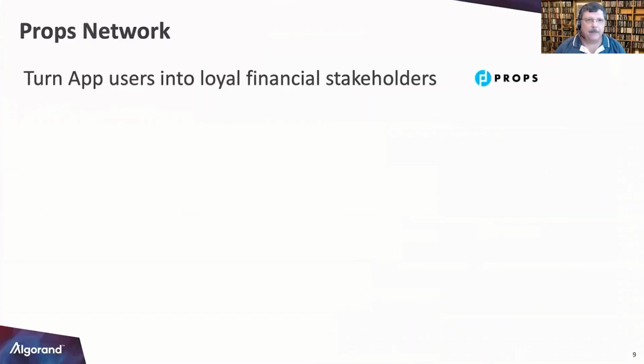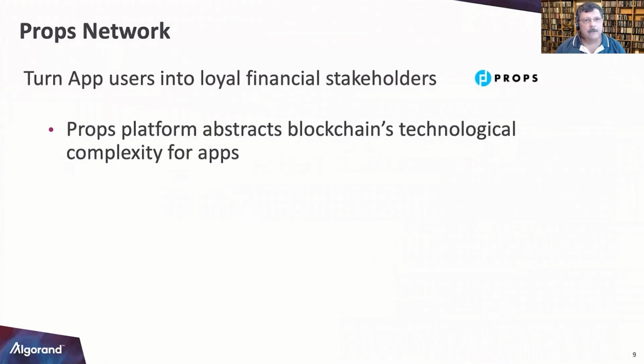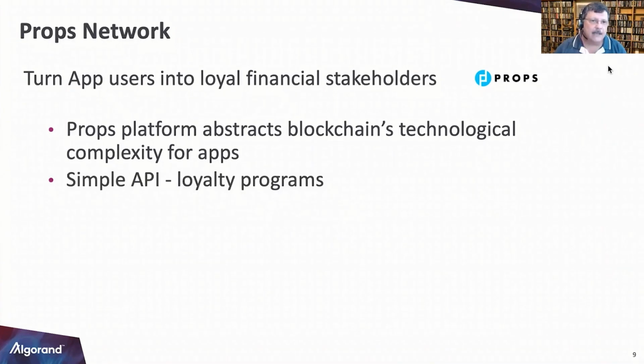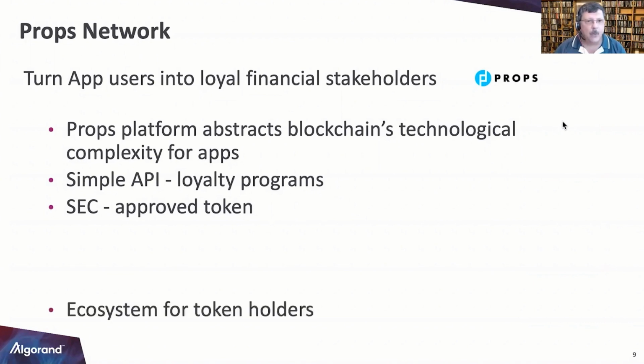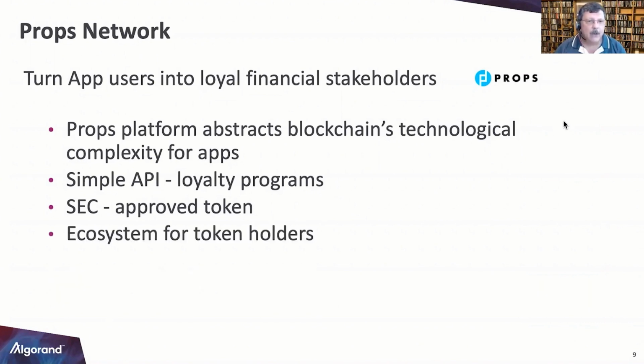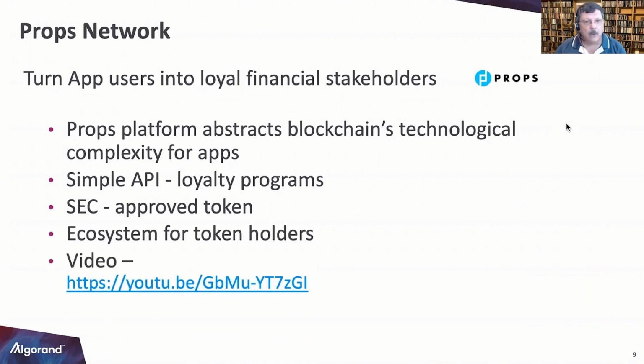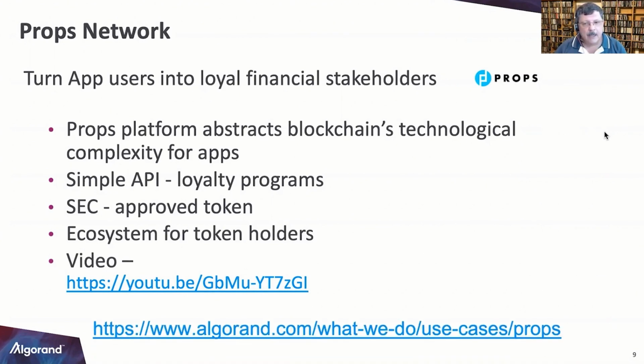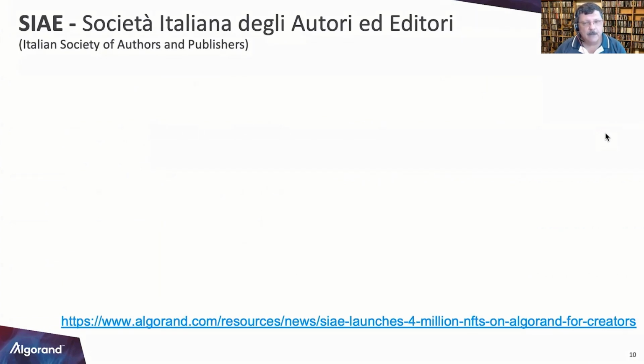All right, so the first example here is Props Network. So this turns app users into loyal financial stakeholders. Props platform abstracts blockchain technological complexity for apps. So basically they have widgets and SDKs that are available and APIs that can revolve around loyalty programs if you want to incorporate those into your apps or your web applications. SEC approved token, and it's an ecosystem for token holders. So very cool, a good video on that on YouTube, as well as a use case right up on the Algorand site.